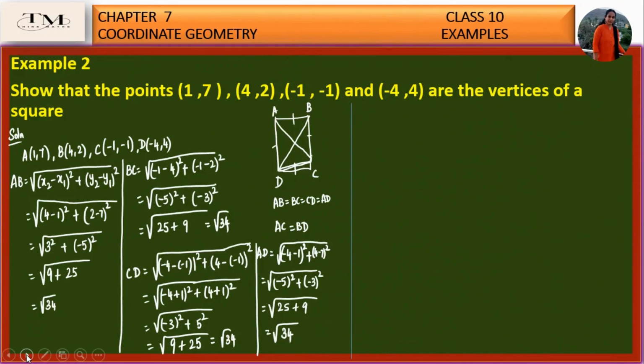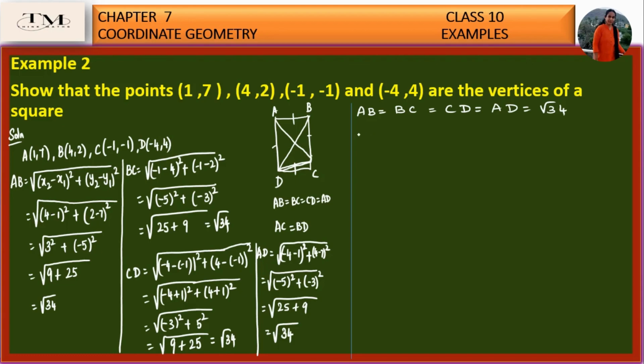So far we got AB is equal to BC is equal to CD is equal to AD is equal to root 34. So we proved all sides are equal. Now we have to prove the diagonals AC and BD are equal. So if they are equal, then these 4 points form a square. If they are not equal, they will form a rhombus. So let us check for AC and BD.